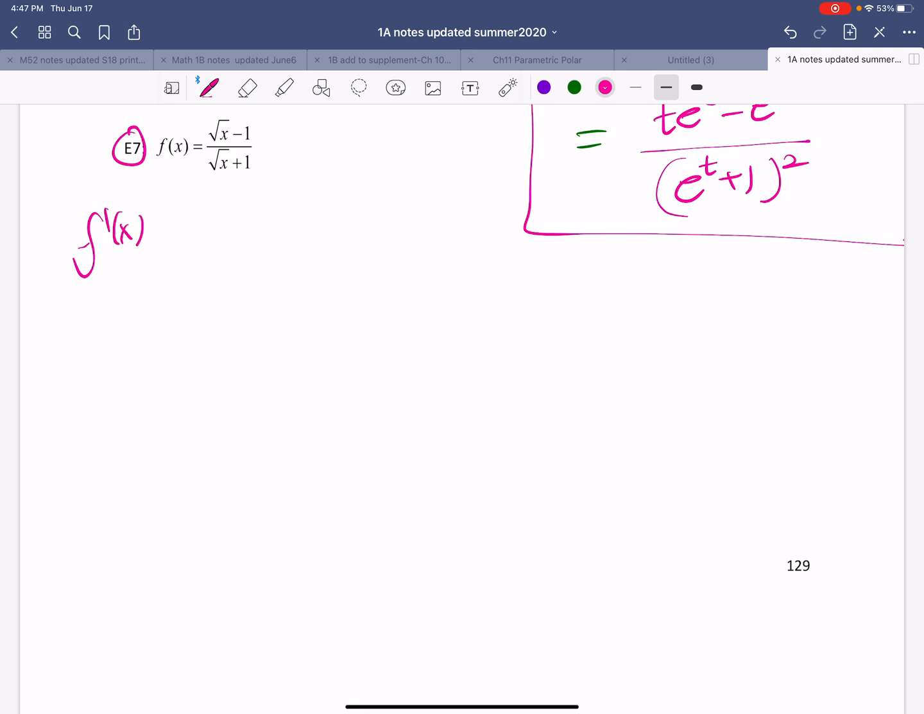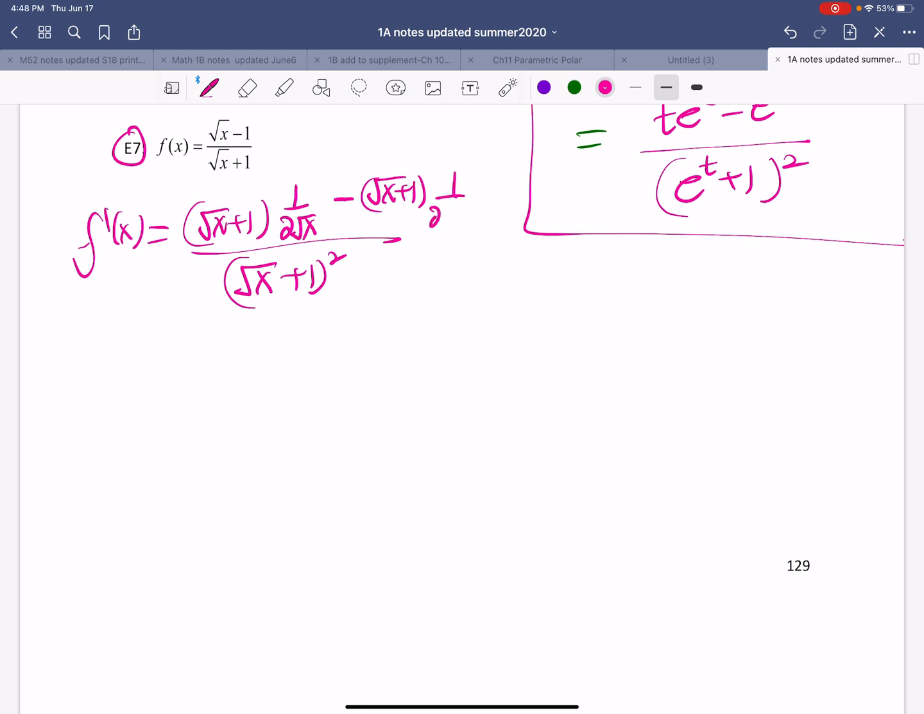So f prime of x would be the lower term squared, over the lower term times the derivative of the higher term, low d high. The derivative of the higher term, square root of x, is going to be 1 over 2 root x, minus the higher term, which is square root of x plus 1, times the derivative of the lower term, which is 1 over 2 root x. Okay, I think this is easier to simplify than rationalizing.